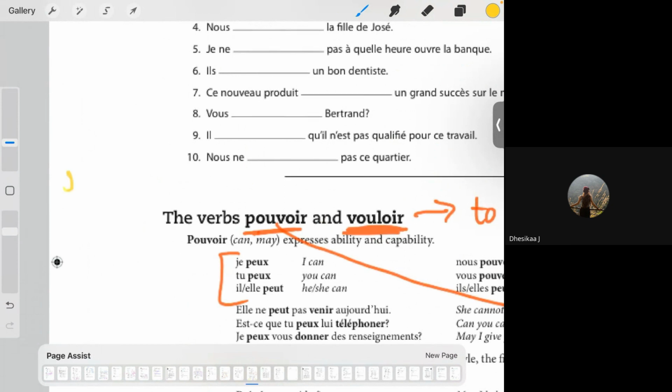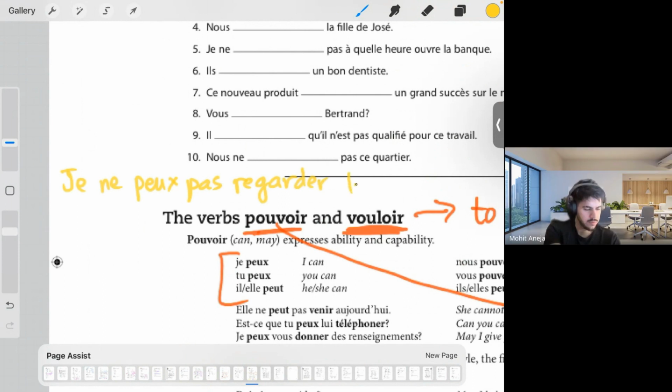Je ne peux pas regarder de film aujourd'hui. Je ne peux pas. You see this?